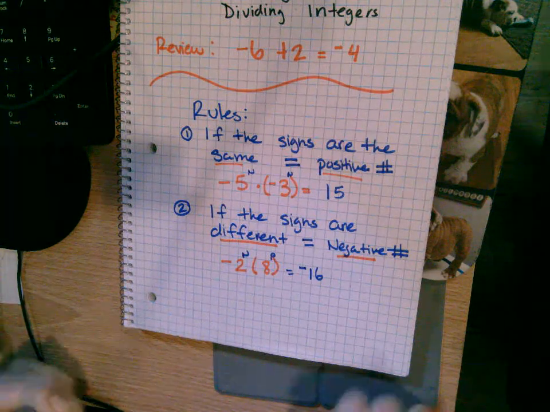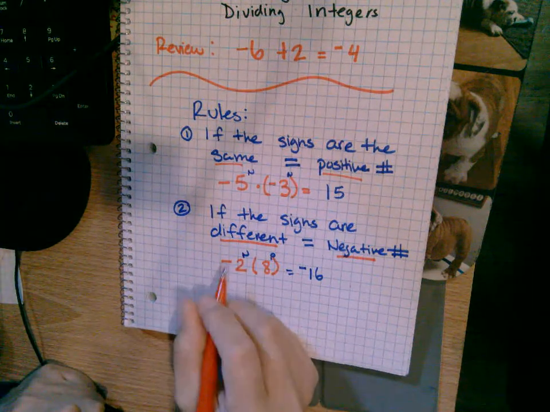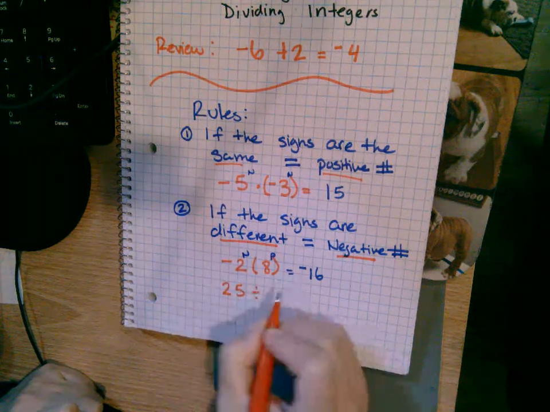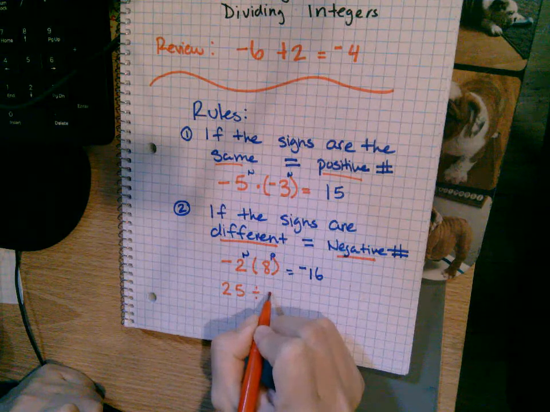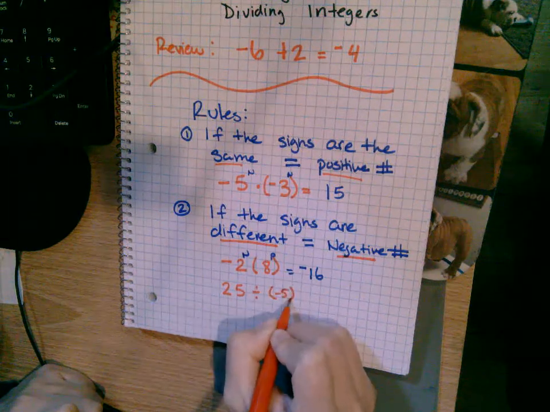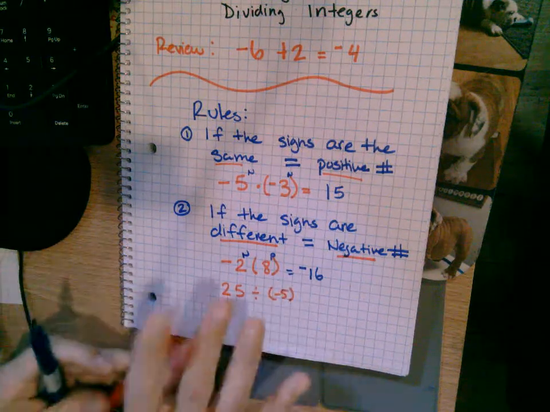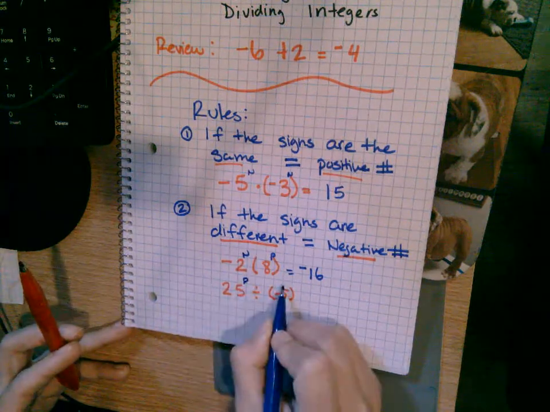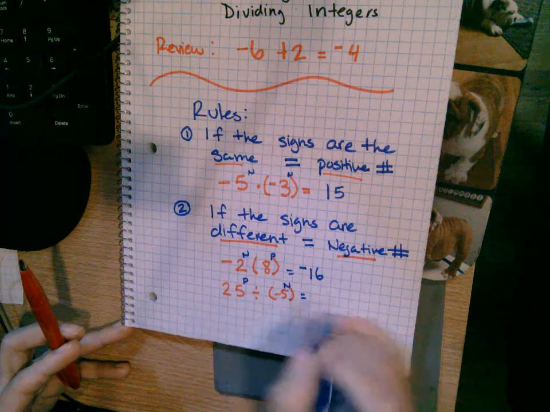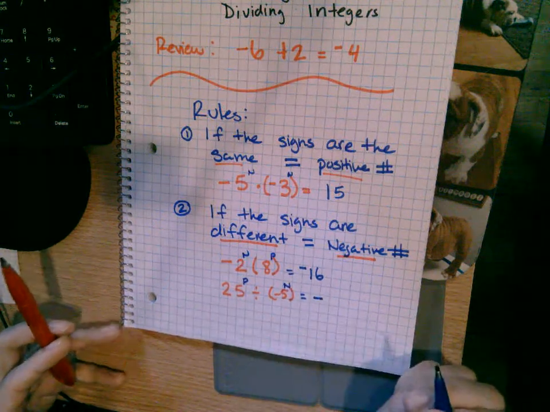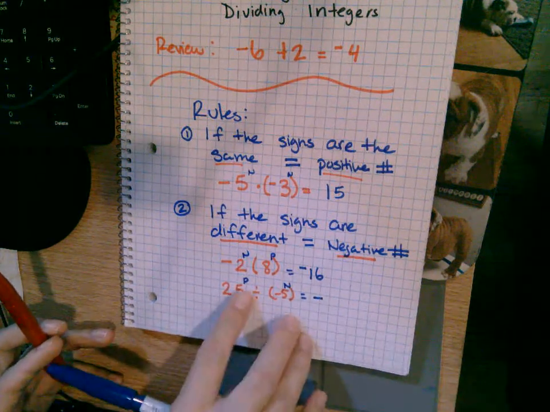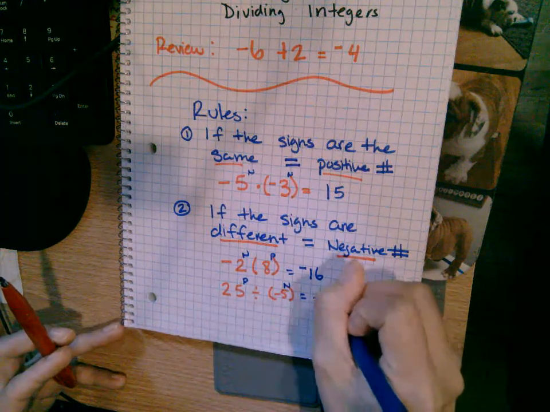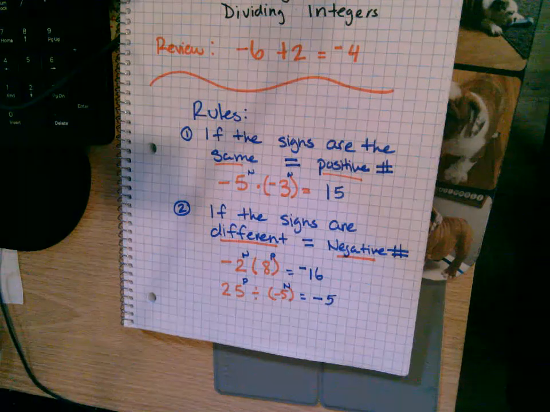All right. So same thing for division. If I have 25 divided by -5, parentheses to kind of keep the negative together. So 25 divided by -5. So this is a positive, and this is a negative. So if they're different, I know I'm going to have a negative answer. I don't even look at the numbers. All I have to look at is the signs. 25 divided by 5 would give me 5. So my answer is -5.